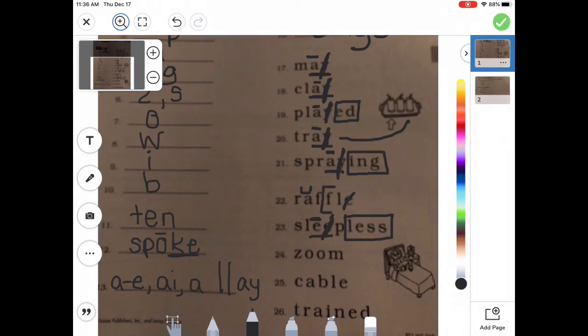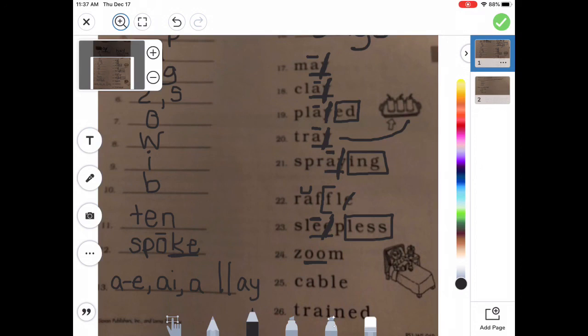Okay, on number 24, what do you notice? I've got that OO vowel digraph, so I'm going to underline the OO. Now remember, this can make two sounds. It can make the sound or the oo. So if I say z, does that make sense? No, let's try it with the oo. Zoom. Zoom makes sense. Very good. So raffle, sleepless, and zoom so far.